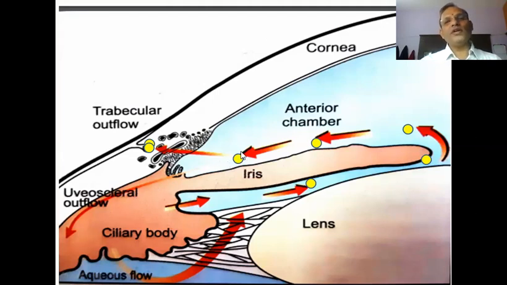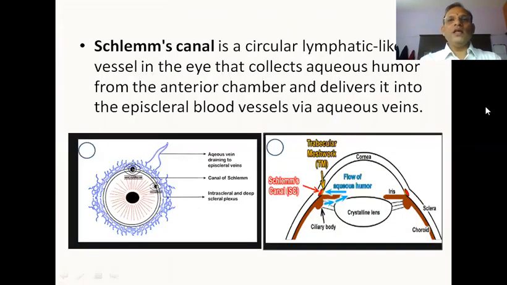In trabecular outflow, the aqueous goes through the trabecular meshwork and Schlemm's canal into the aqueous veins. So 70 to 80% of your aqueous drains through the trabecular outflow. Now coming to the Schlemm's canal, all the time we have been saying that after the trabecular meshwork, it goes into the Schlemm's canal. What is Schlemm's canal? It is an elastic, collapsible structure which is present through 360 degrees of the eye.